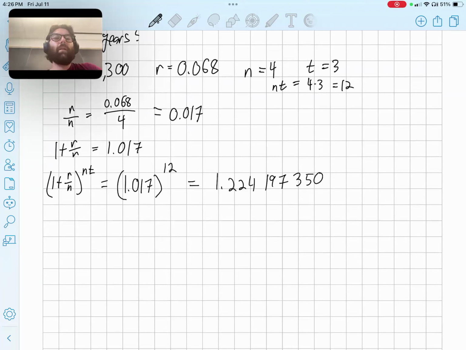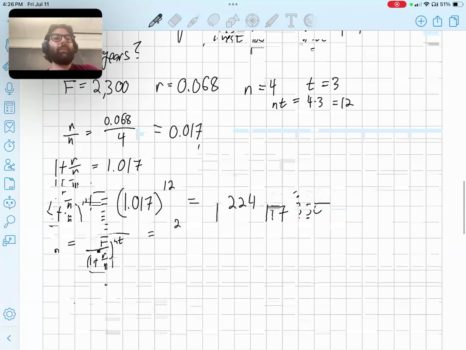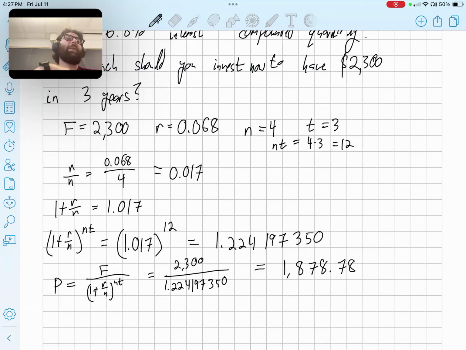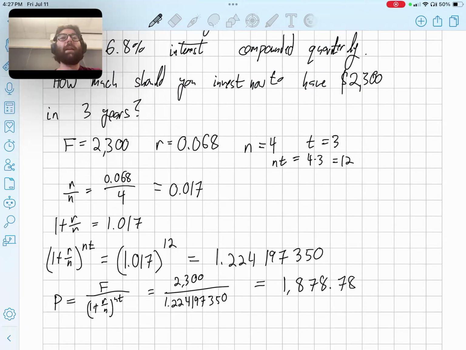And then finally, to get our principal, we divide F by this number that we just found. So that's $2,300 over 1.224,197,350. Putting this into my calculator, we get $1,878.78. Okay, and so that's how much you should invest now if you want $2,300 in 3 years. That's all for this video.